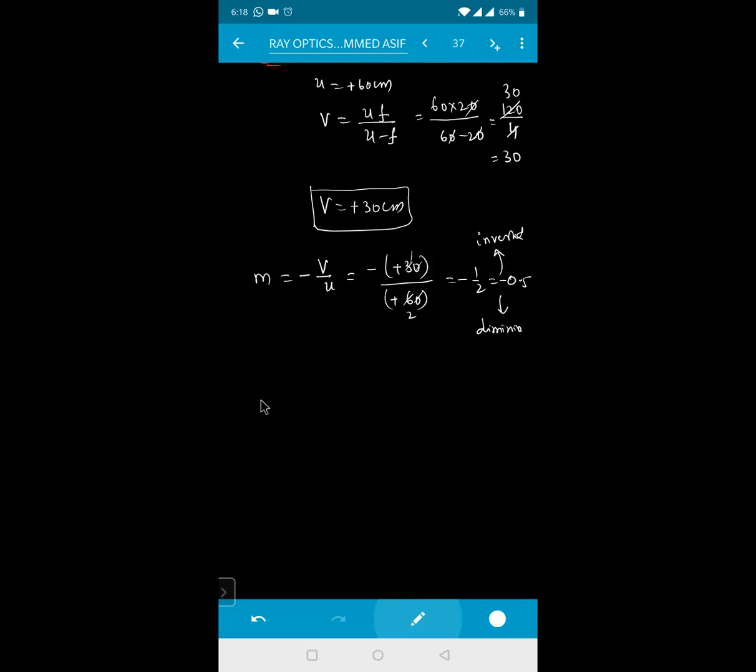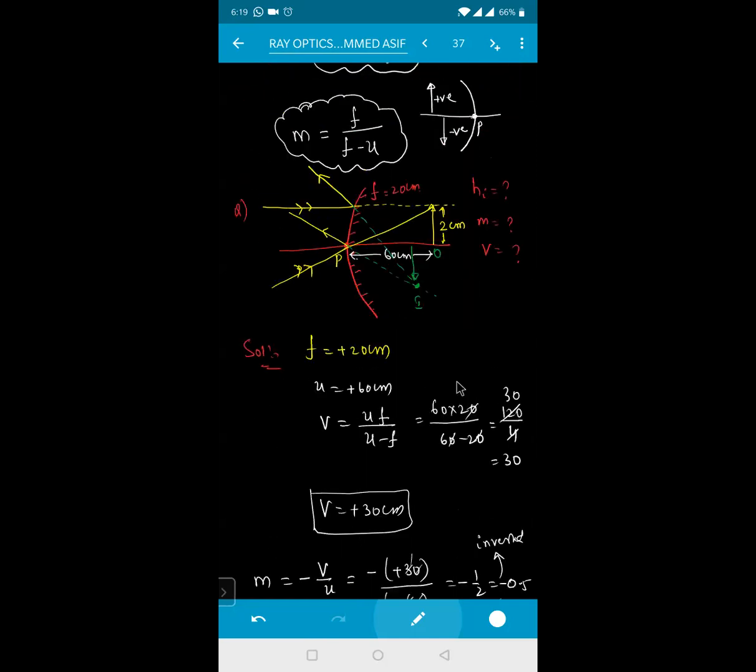So I can calculate the height of the image. Height of the image will be equal to magnification into height of the object. Magnification is how much for me? 0.5, into height of object, which is 2. So that will be equal to how much? 0.5 is nothing but 1 by 2, into 2. This will get cancelled. So this is minus 1 centimeter. So the height of the image will be 1 centimeter.